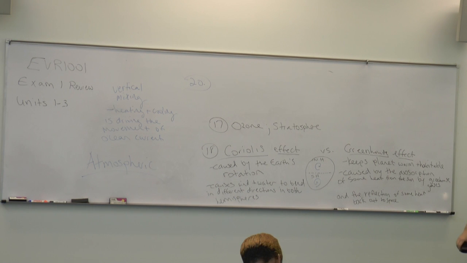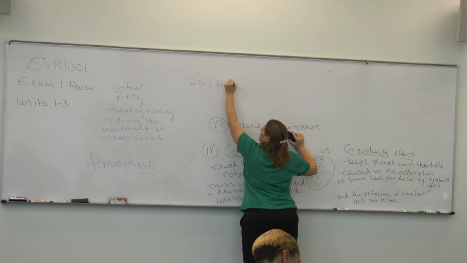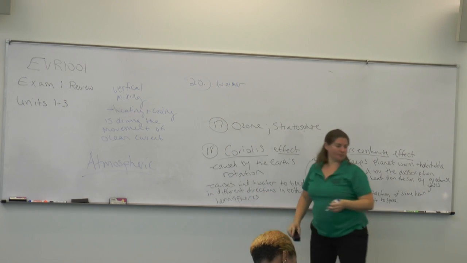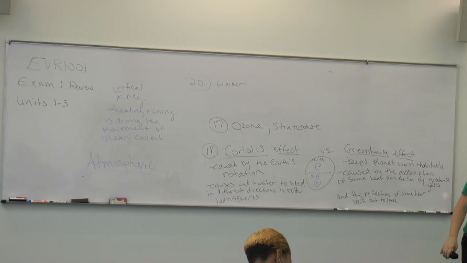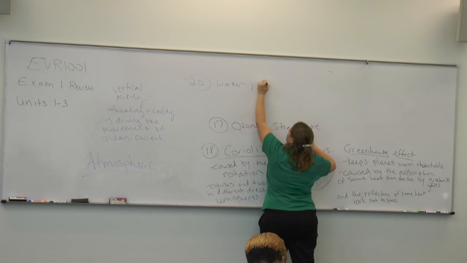Number 20, during El Nino years, waters in the Pacific are what? Cooler or warmer than normal? Do you remember? During El Nino, it's warm, which is going on right now, by the way, in the Pacific Ocean. The waters are warmer than normal, while during La Nina, waters are cooler than normal.